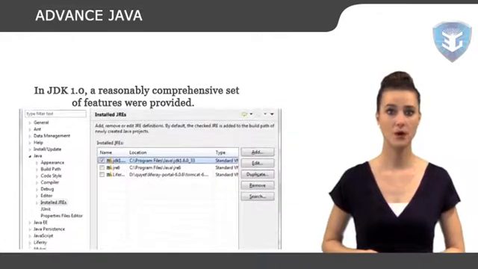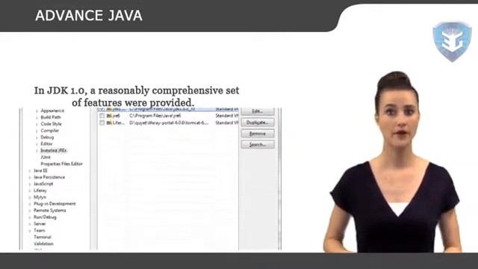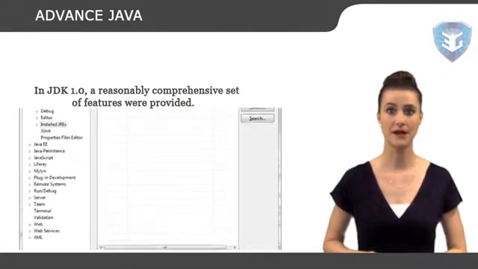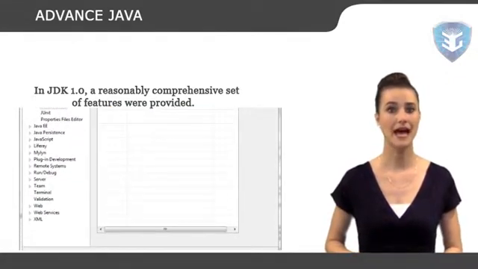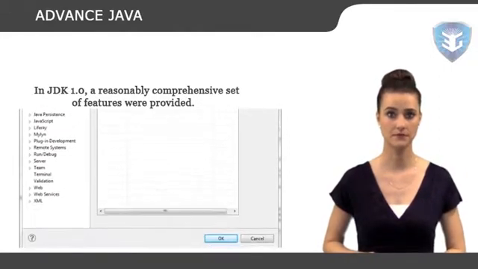In JDK 1.0, a reasonably comprehensive set of features was provided. However, events such as mouse movements, button clicks, and window closing had to be handled in a way which led to inefficient code, and code that was inappropriate in the object-oriented system.